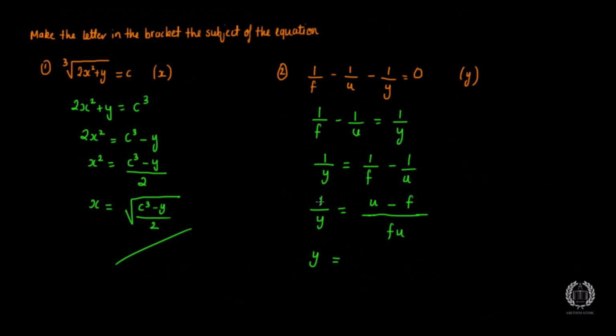And if you're going to do this here, you need to flip this here. So the fu goes to the top, so it just becomes fu on the top. And the u minus f goes on the bottom. So that's going to be u minus f. And that is the answer for this one. So if you've got this as well, excellent, well done. This is pretty much advanced completing the square, really.